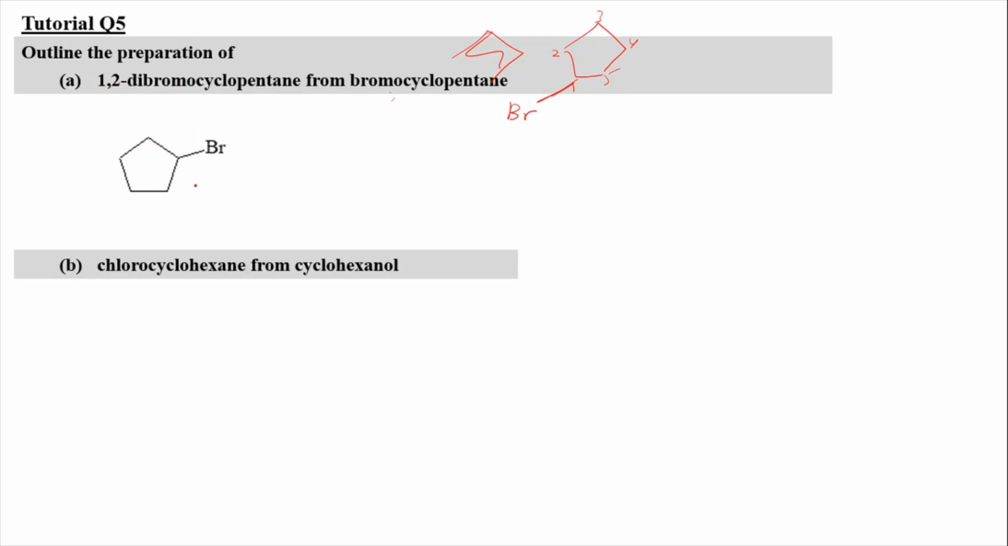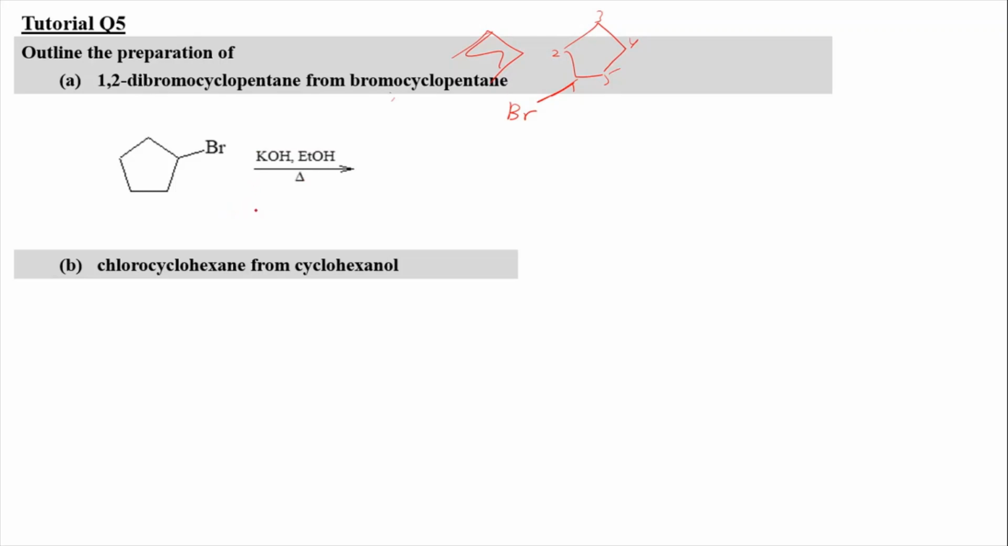So from bromocyclopentane, you need to attach 2 bromine atoms here. So what you're going to do is you need to remove HBr first so that you can form a carbon-carbon double bond, and then you're going to add up with bromine so that you can add more bromine molecules instead of one. Okay, so let me show you step by step.